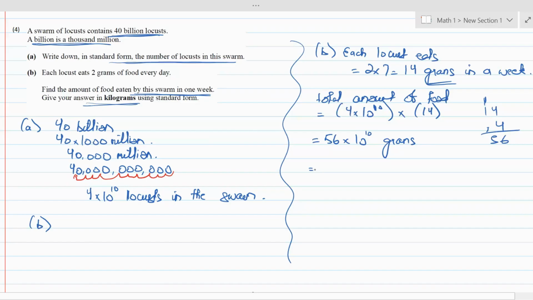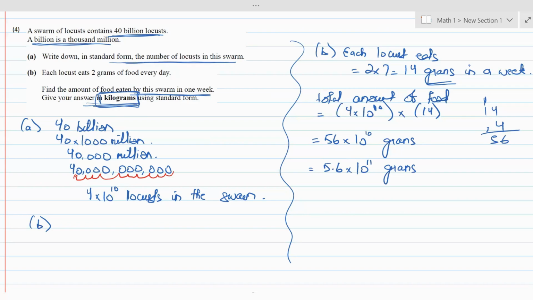Writing this in standard form, it would become 5.6 into 10 raised to the power 11. Why? Because the decimal is moved towards the left. Again, it's in grams, but the question is asking for the answer in kilograms. And we know that there are 1,000 grams in 1 kilogram.